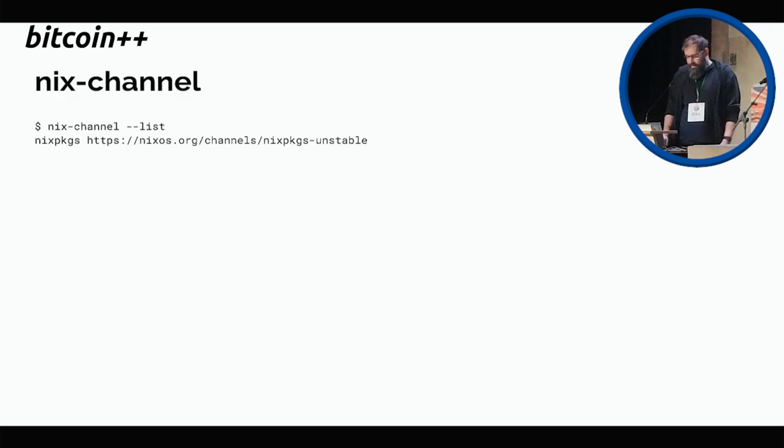Okay, so let's dive into more practical examples. There is a command nix-channel, which you can use to show what channels you are subscribed to. This is how it looks on my computer. So I'm subscribed to the Nixpkgs unstable channel because I like living on the edge, and this channel is used under the alias nixpkgs.